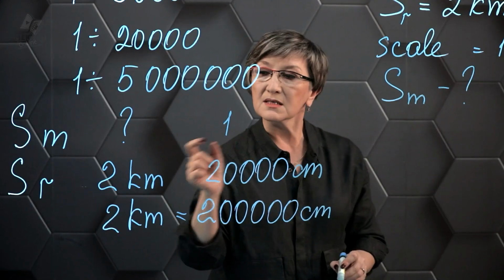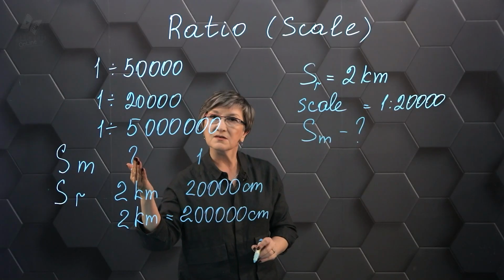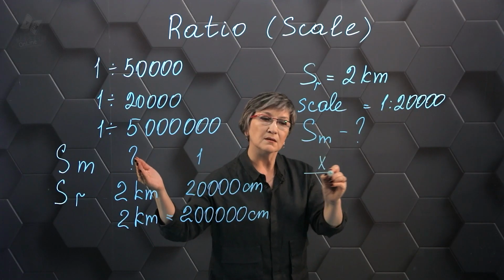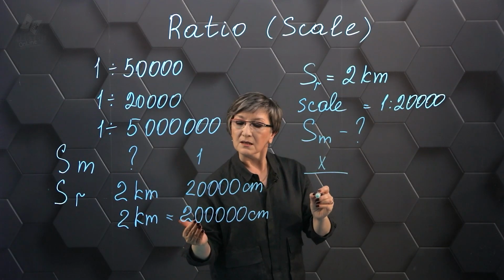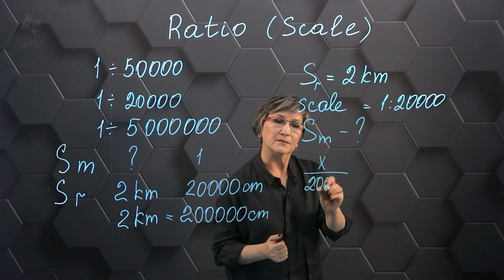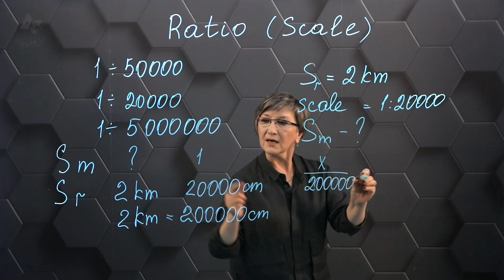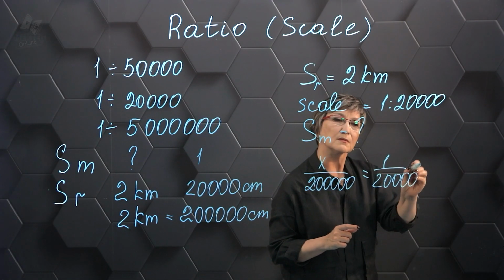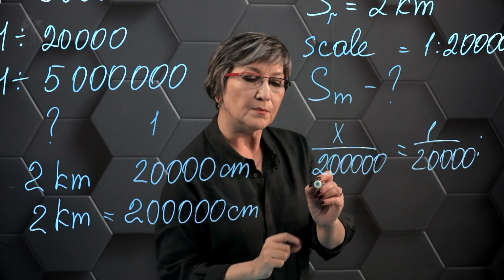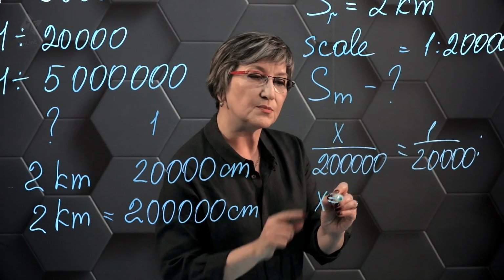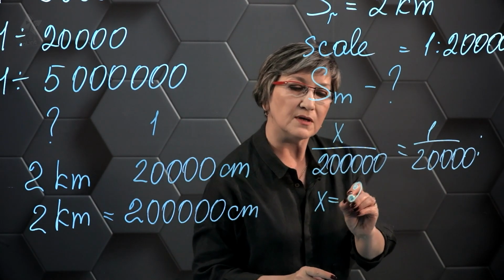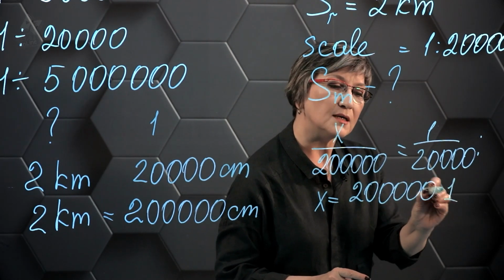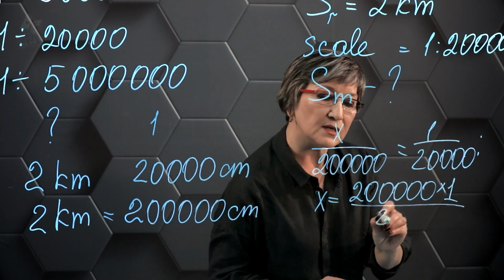And now, let's make a proportion. I'll denote the unknown quantity by x. X relates to 200,000 just as 1 relates to 20,000. Using the basic rule of proportion, I'll write x equals 200,000 times 1, and divide by 20,000.